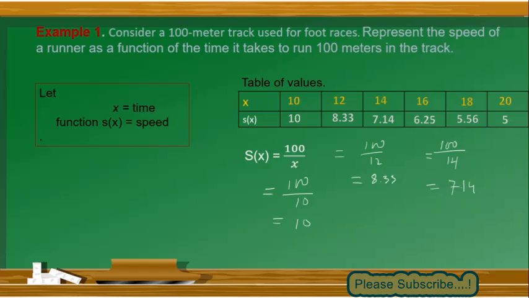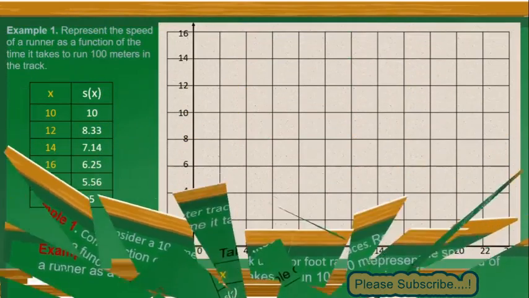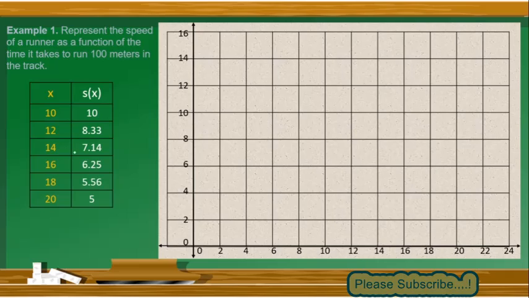So after that, in order to determine whether the plot in our Cartesian plane follows a smooth curve or a straight line, we have to graph it in the Cartesian plane. So we have here on the left side our table of values, and here is our Cartesian plane. We will plot that in our Cartesian plane. So the first coordinate is 10 for x and 10 for s of x. So that point can be found here, this point. Then the second one is 12 and 8.33, so somewhere here. Then 14 and 7.14, so something here.